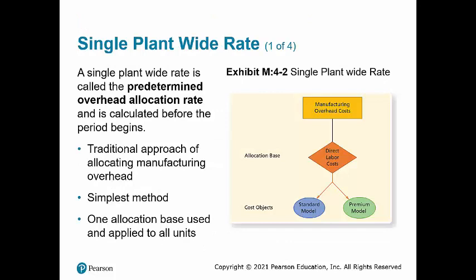So in previous chapters, we have learned how to allocate overhead using a predetermined overhead allocation rate. And so the traditional approach has always been to use one plant-wide allocation base. So in our examples previously, we used direct labor cost. That is the simplest method to use, and we would just apply it to all of the units that Smart Touch Learning would produce, regardless of whether it's a standard model or a premium model.